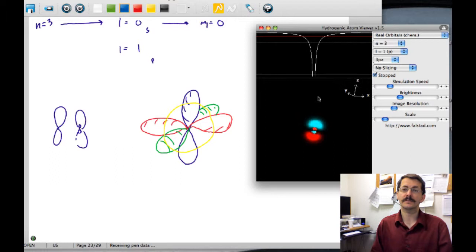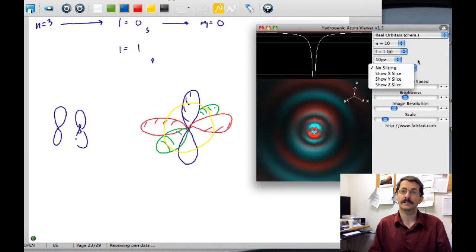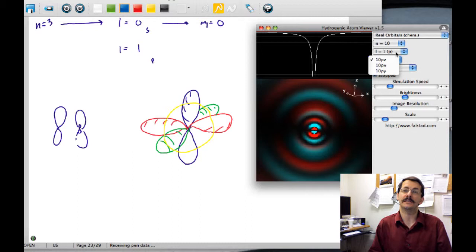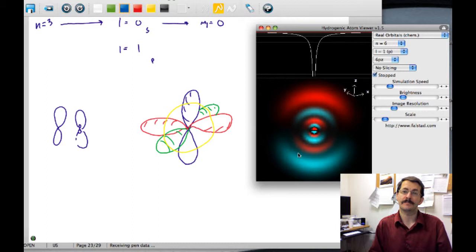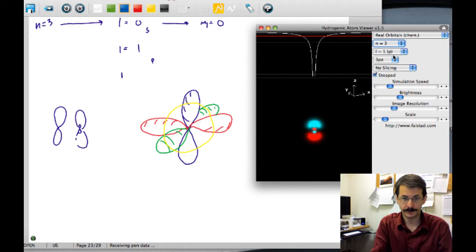As we move out further, we see the same behavior. Even at n is equal to 10, for elements that don't have them, we'd still see the same lobular structure distributed out into space. Big globs of electrons. Notice also the electron density gets more and more diffuse as it gets out there. But there is a third potential location: l is equal to 2 in the third energy level. These are d orbitals.